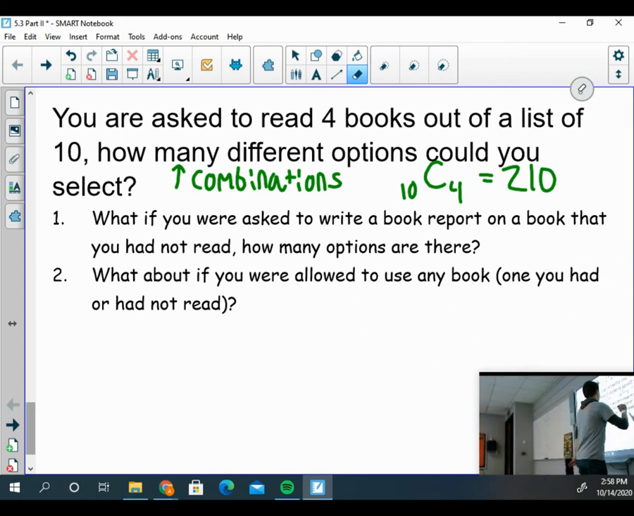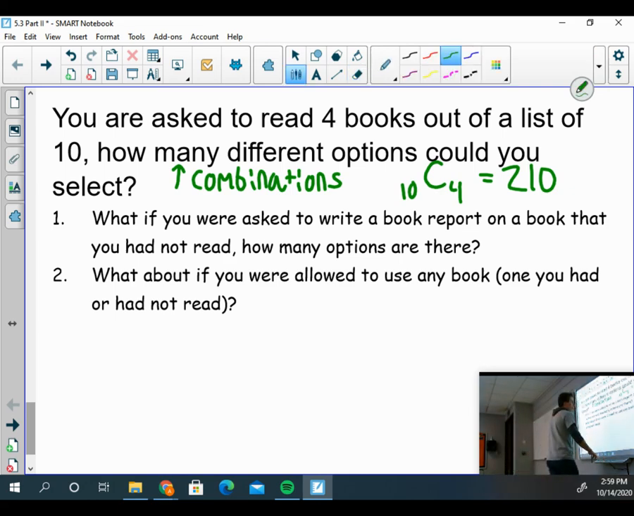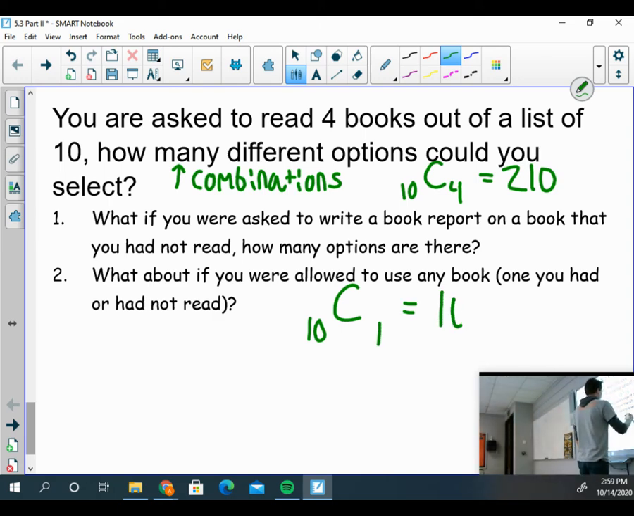Let's talk about the final question. What about if you were allowed to use any book, one you had or had not read? Well, now I have 10 different options because between the books I haven't read and the ones I have, the 6 I haven't, the 4 I have, I'm allowed to use any book, so there are 10 total, and I'm choosing one of them. When you calculate this, there will be 10 options. And again, if we think about this logically, it should make sense. I'm picking out of a list of 10 books, one I get to write a book report on.